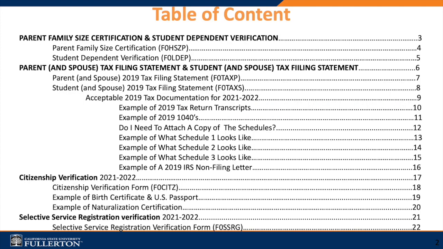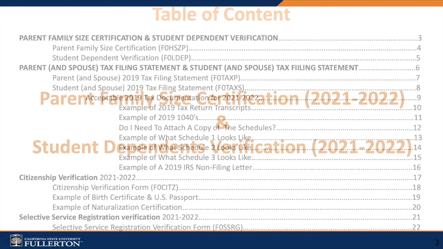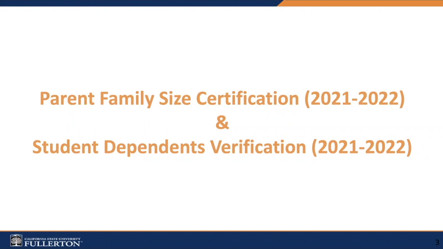Before we begin, here is our table of contents for any of you wanting to revisit this video at your own convenience and leisure. We will be discussing the most common verification forms students are requested to submit. As the 2021-2022 academic year is approaching, we will be focusing specifically on the 21-22 forms. In this section, we'll be going over the Parent Family Size Certification Form and the Student Dependence Verification Form for the 2021 to 2022 academic year.